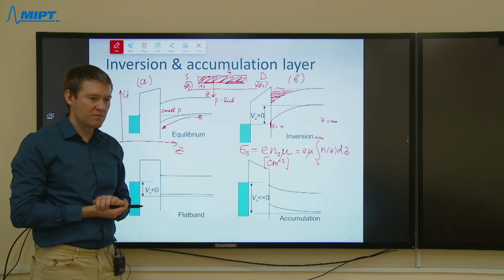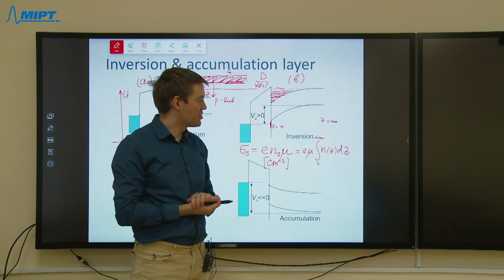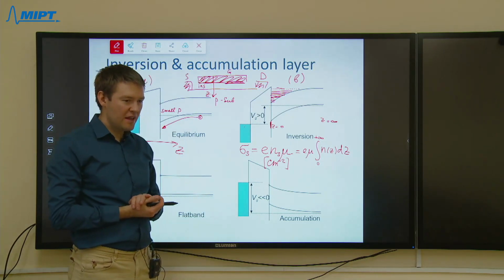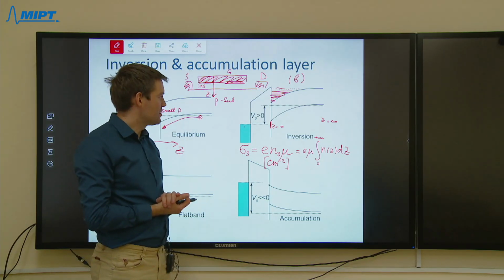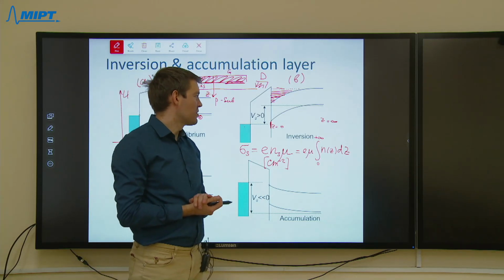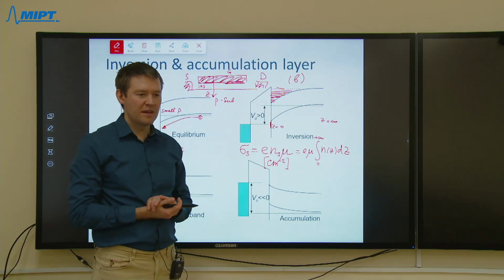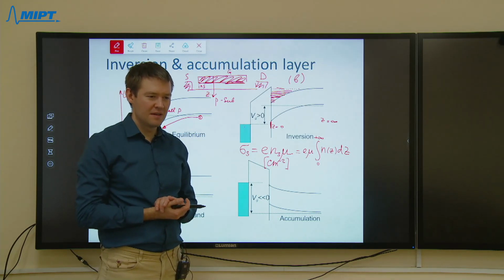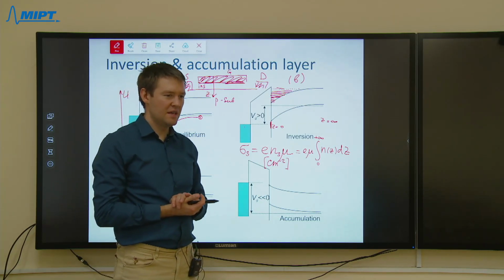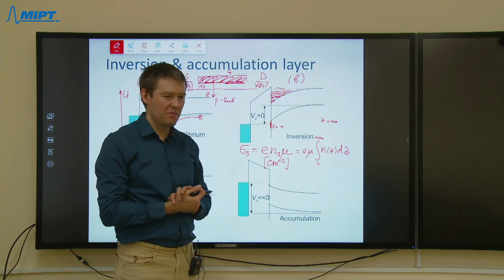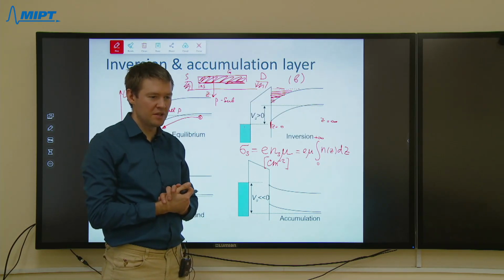Our next problem that we are to solve here would be to find the distribution of electron density with respect to the coordinate in this structure. Could somebody give me an advice how we can do it? Does anybody remember the type of equation that we will need to solve?